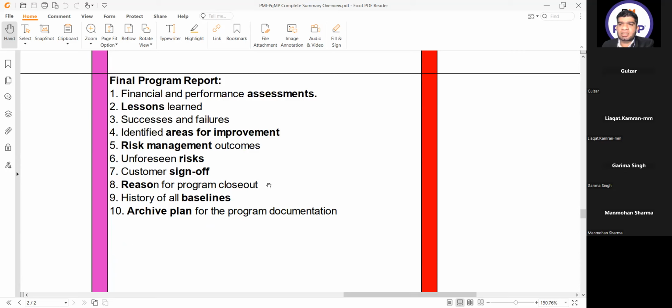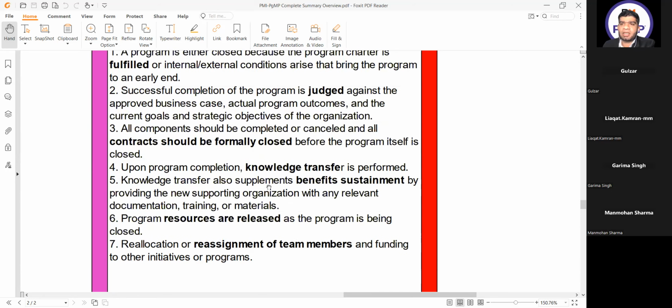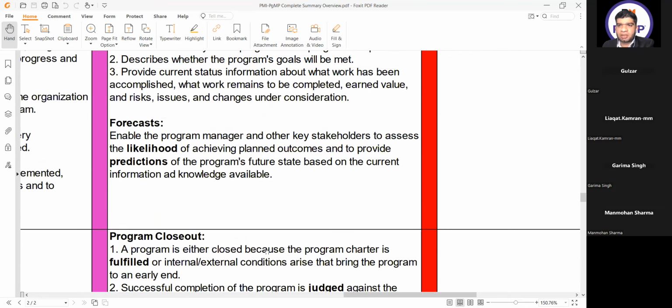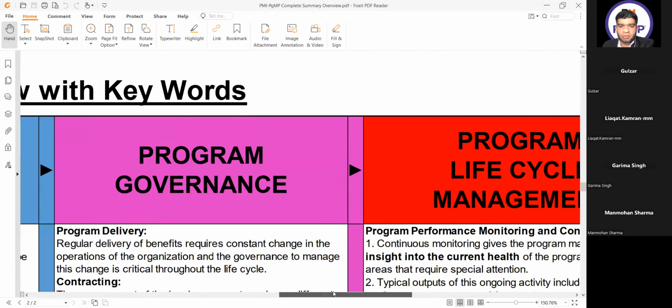And this covers your complete course of PgMP. In the program activities, we only have the activities in the definition phase, which is the formulation subphase, planning subphase, delivery phase, and the closure phase. But the summary is here. The details we can discuss later on. But this covers your complete PgMP overview.